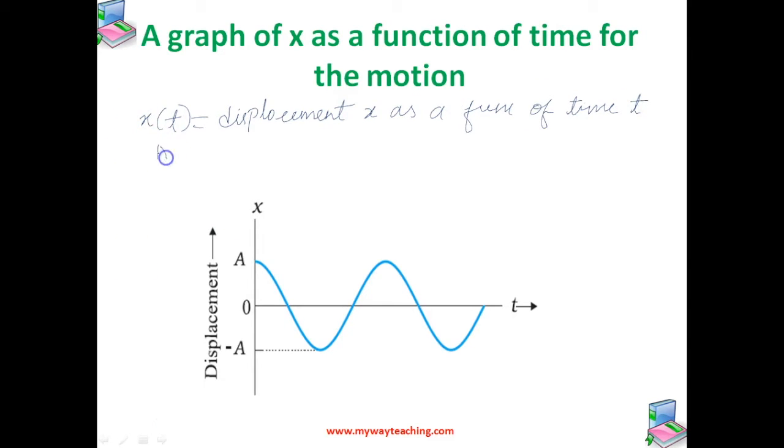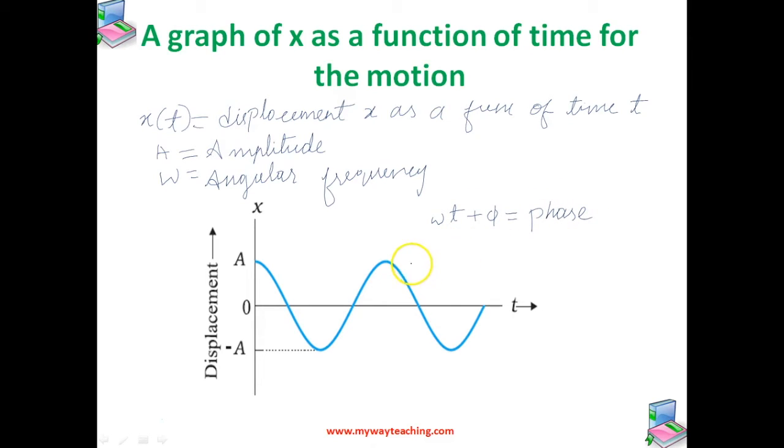And A is amplitude, and omega is angular frequency, and omega t plus phi we can call phase, and phi is nothing but phase constant.